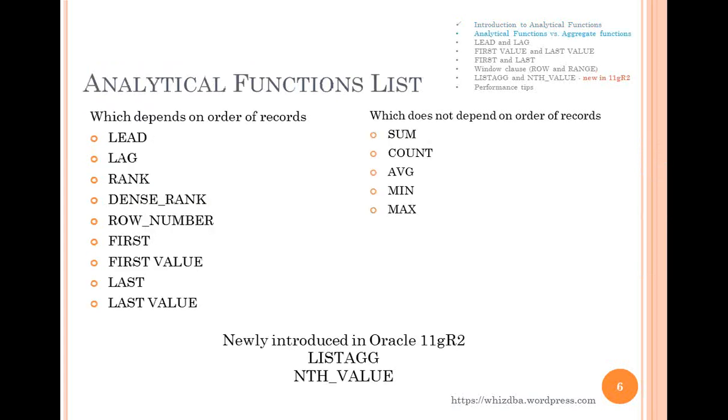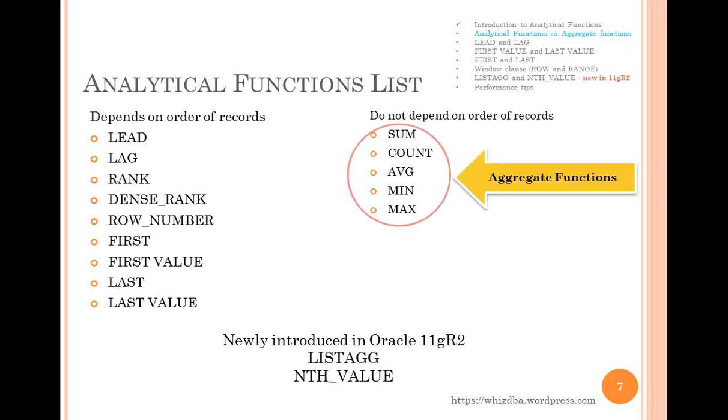Some of the analytical functions which I have listed here are divided into basically two broad categories: those that are dependent on the order of records, and those that are not. Like lead, lag, rank, dense rank, row number, first value, first, last, they are all dependent on the order of records. The order of records plays a very significant role in them. Whereas functions like sum, count, average, minimum, max return the same result irrespective of the order of records. As discussed, the two newly released analytical functions, Listagg and nth value, were released in the Oracle 11g Release 2 version.